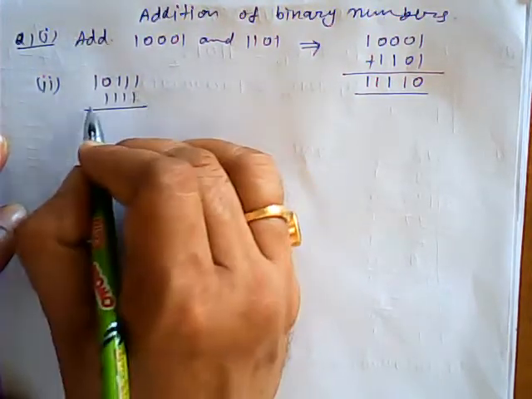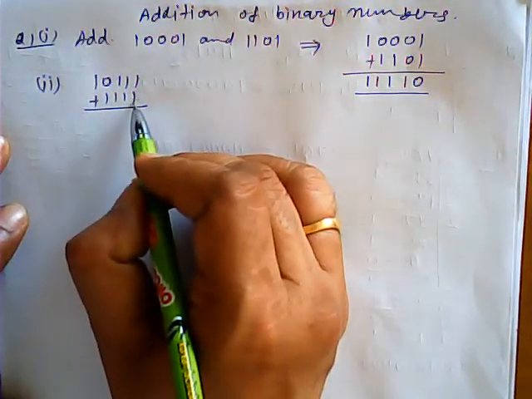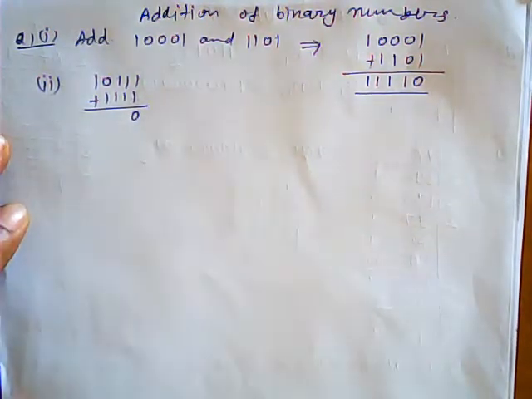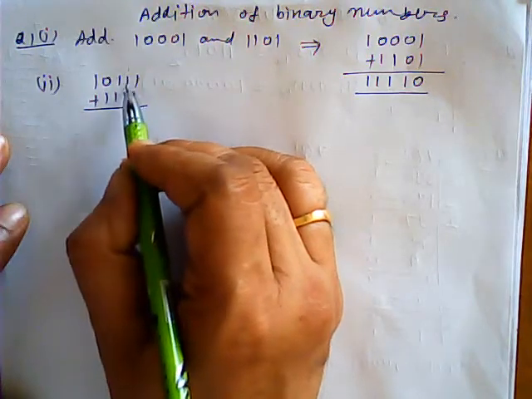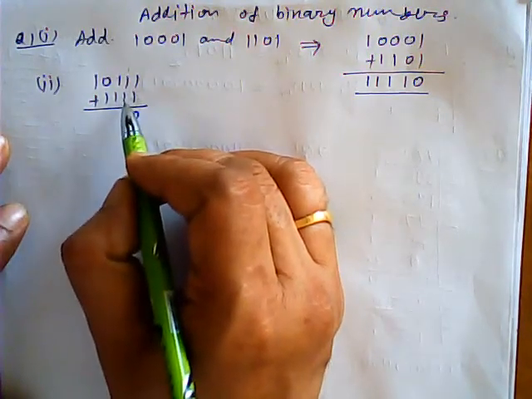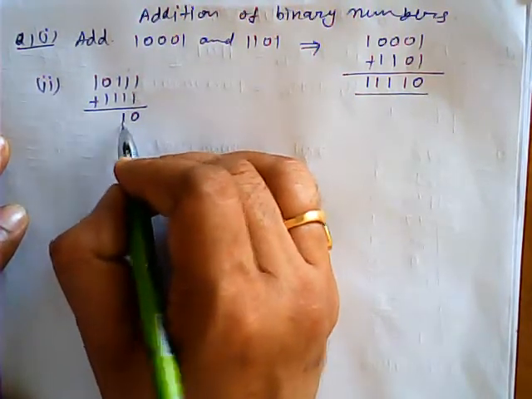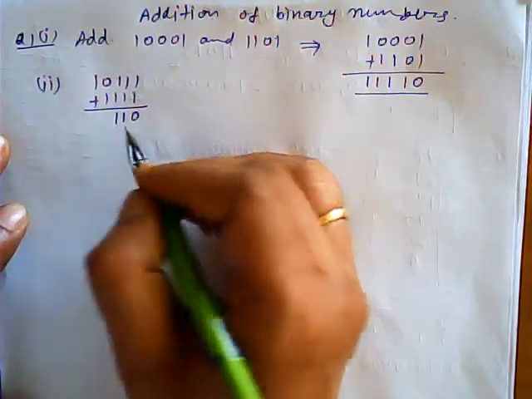1011111. We have to add these binary numbers. So 1 plus 1 is 2. 2 means 0. 1 is carried over. So 1 plus 1 is 2, and 1 is 3. 3 when divided by 2 will give 1 remainder and 1 carry over. Again 1 plus 1 is 2 and 1 is 3. So 1 remains.